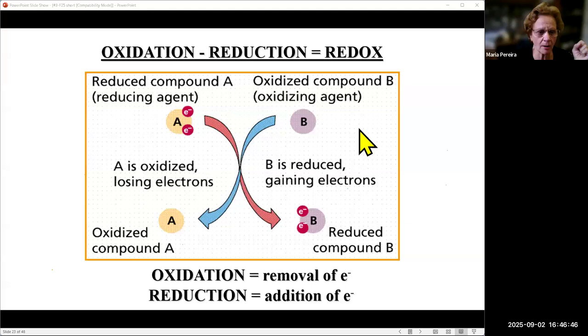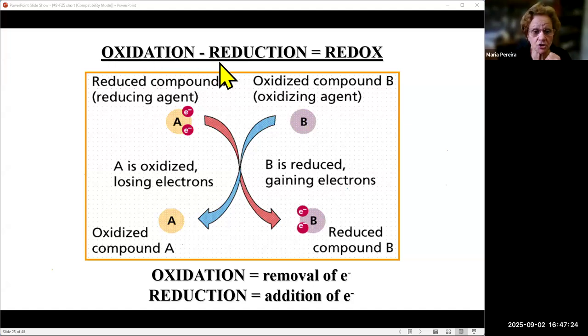So here you have two compounds, compound A and compound B. A compound that's rich in electrons, we say this compound is a reducing agent. It's going to donate electrons. It's able to donate electrons because it's enriched in electrons. Compound B is able to receive electrons.